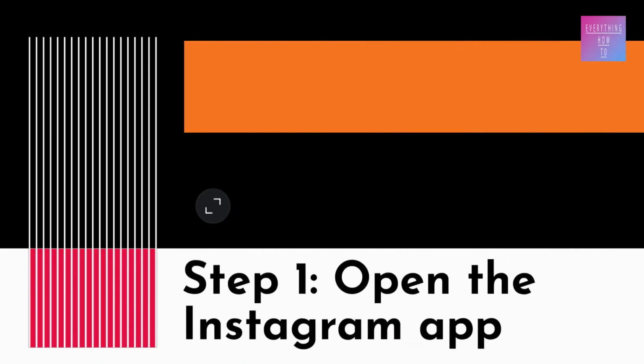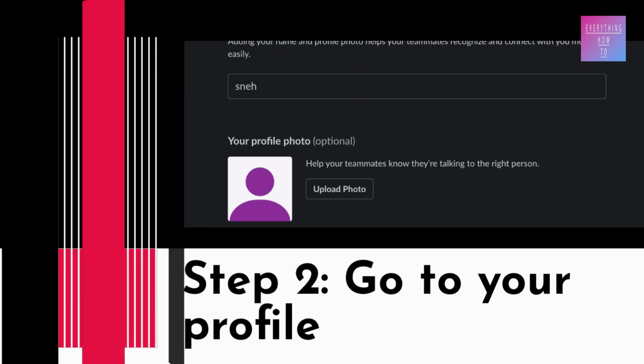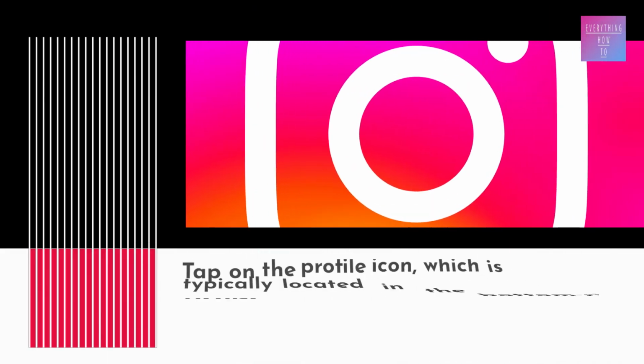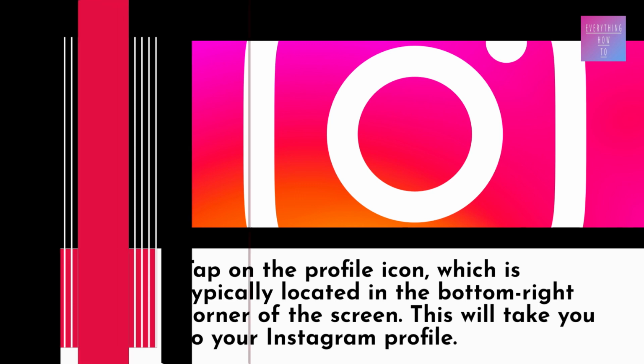Step 1. Open the Instagram app. Launch the Instagram app on your mobile device. Ensure that you are logged into the account you wish to deactivate. Step 2. Go to your profile. Tap on the profile icon, which is typically located in the bottom right corner of the screen. This will take you to your Instagram profile.